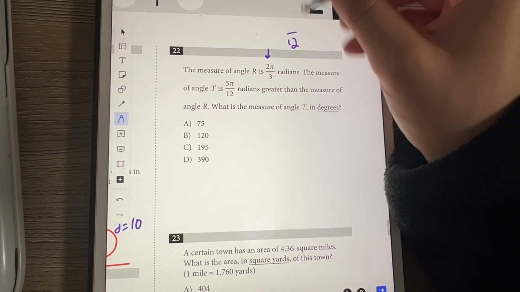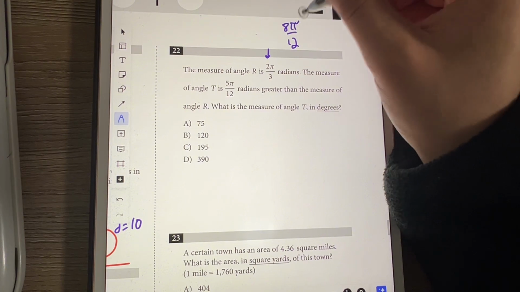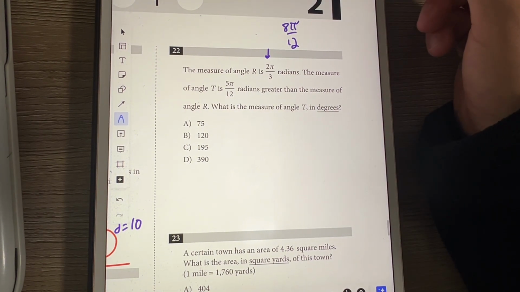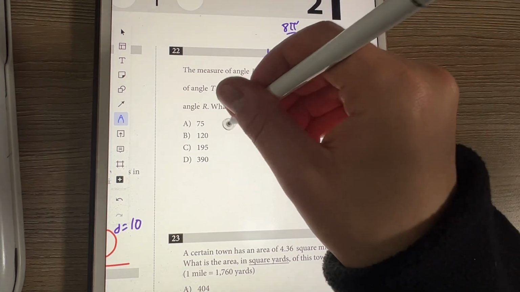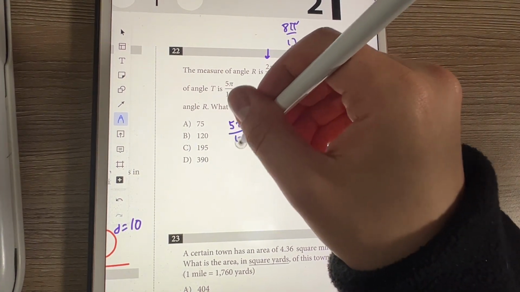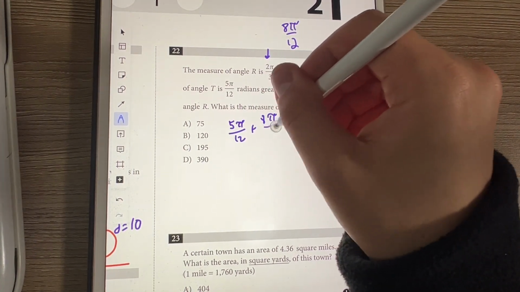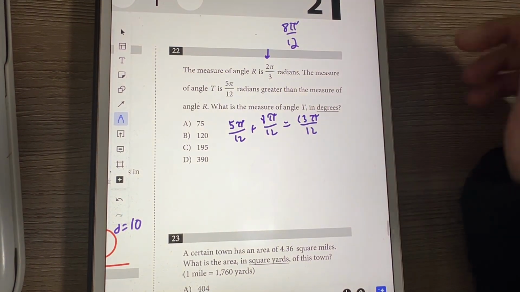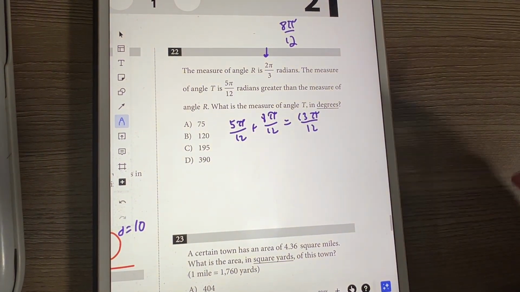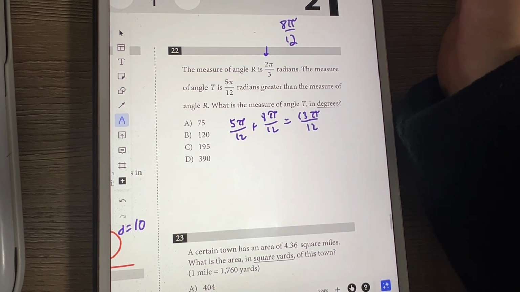So 2 pi over 3 is the same as 8 pi over 12. To get there, I just multiplied by 4 over 4, which is the same as multiplying by 1. Now I'm going to add 5 pi over 12 plus 8 pi over 12 to give me 13 pi over 12. And that's radians.